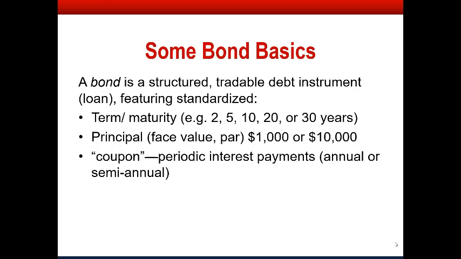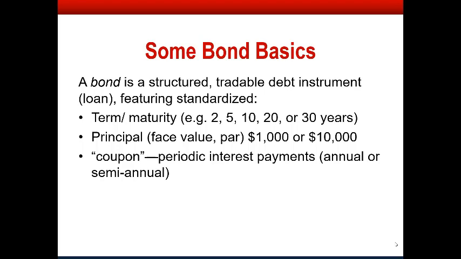The coupon is a kind of antiquated term that refers to the interest payment that the bond offers. Periodic interest payments, typically for domestic bonds in the U.S., government and corporate bonds pay semi-annual interest payments. There are certain international or foreign bonds that only make annual payments.